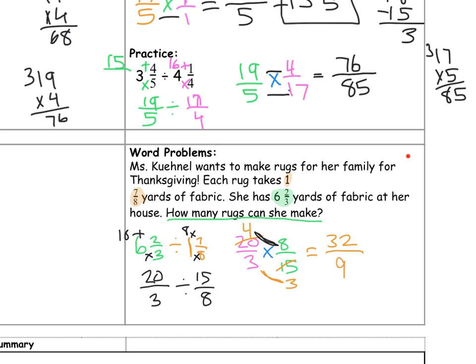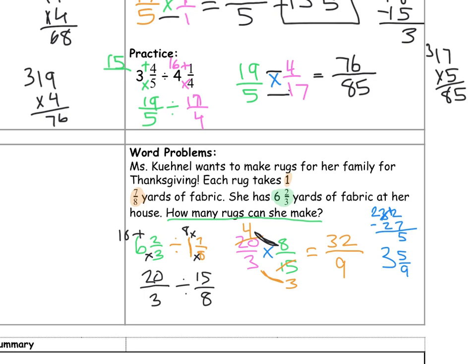So now we can reduce this one down. So 9 times 3 is 27. So 32 minus 27, we need to borrow. So that'll get us to 5. So 3 and 5 ninths.